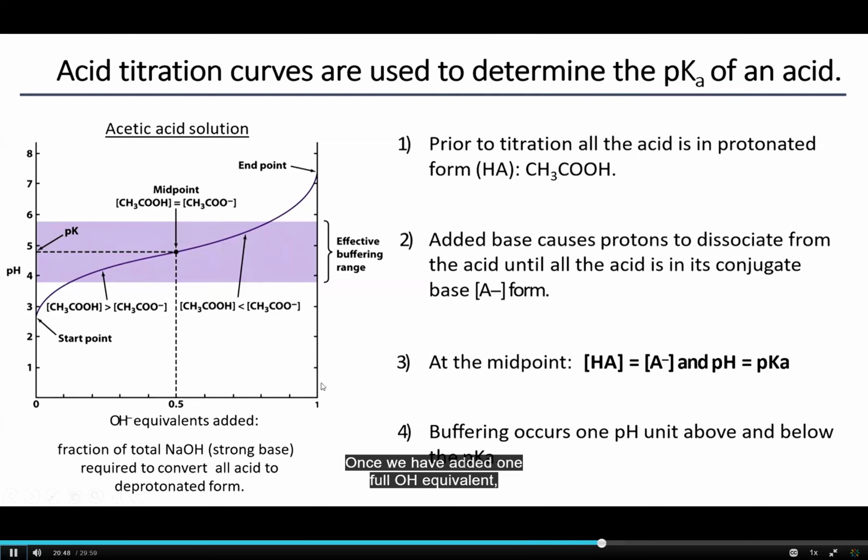Once we have added one full OH equivalent, what that means is we've added enough base to fully neutralize the acidic component of this weak acid. And so since there's only one ionizing group, one place where there can be a lost H group, that means we are adding one OH equivalent to fully titrate that.